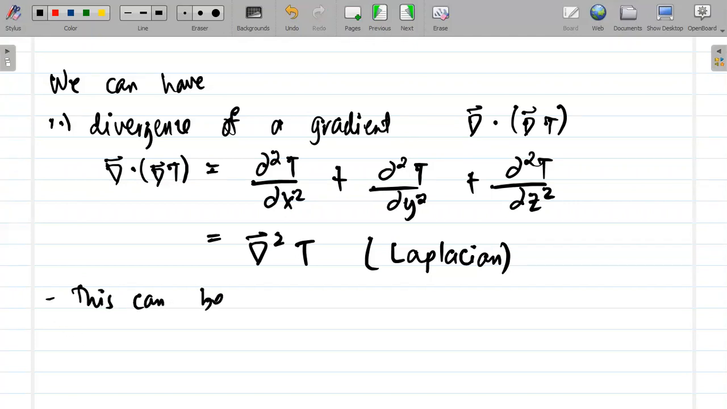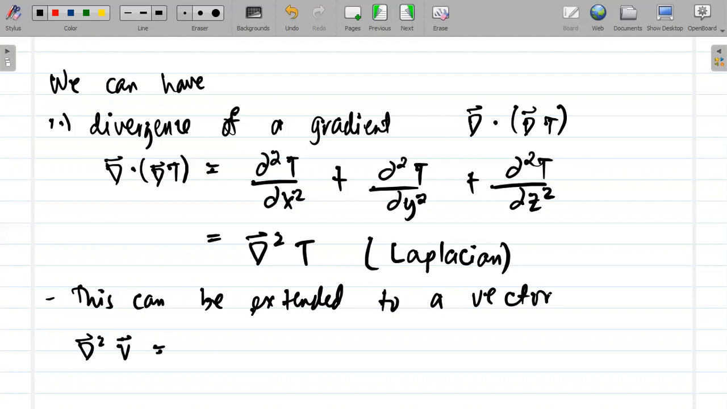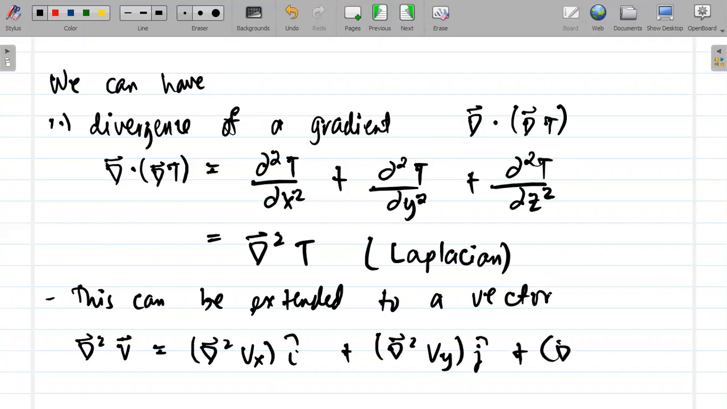extended to a vector. Pwede nyo rin kunin yung Laplacian ng vector nyo. Ang ating del squared V, kunwari, ayan, that is del squared Vx i hat plus del squared Vy j hat plus del squared Vz k hat. So pwede rin, itong Laplacian class, nag-act siya sa scalar. Pero itong mga to, scalar to yung Vx, Vy, Vz. So pwedeng mag-act yung Laplacian nyo sa isang vector.